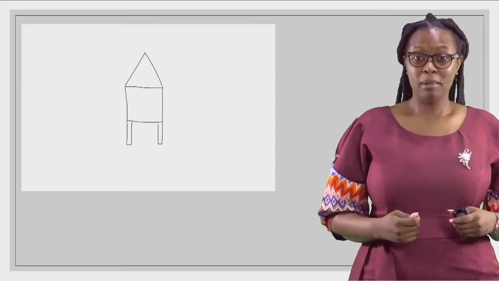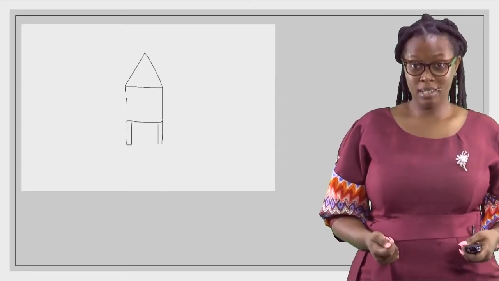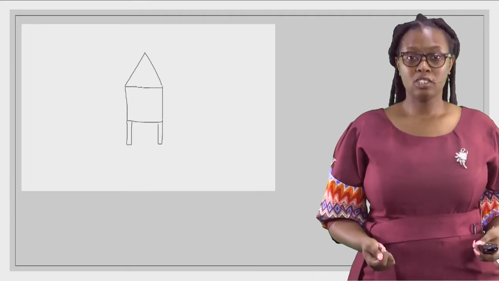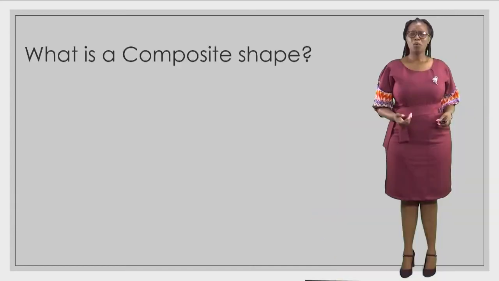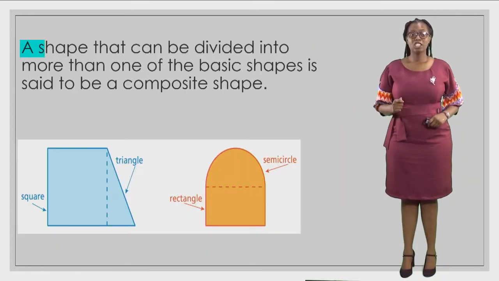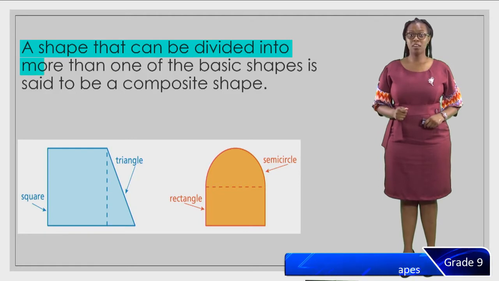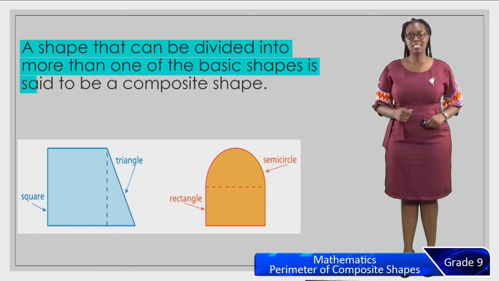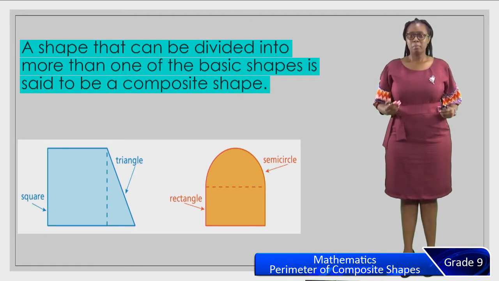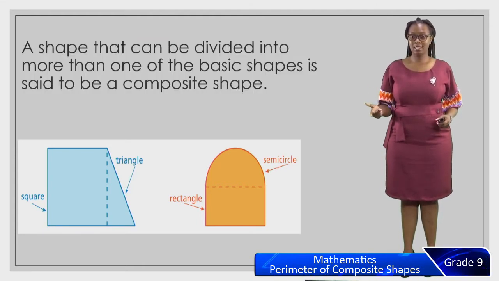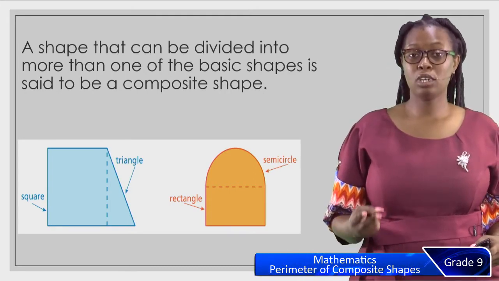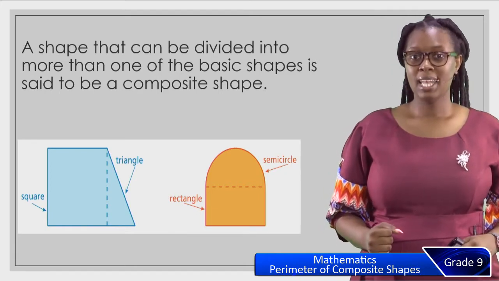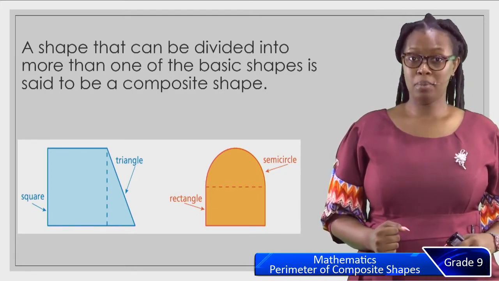Alright, so we're going to be exploring how we calculate the perimeter of composite shapes. But before we get to the calculations, we're going to define what a composite shape is. So what is a composite shape? A shape that can be divided into more than one of the basic shapes is said to be a composite shape. The basic shapes that we know are triangle, square, rectangle, and circle. So if we look at a shape and we can see that it has more than one of the basic shapes, then that shape is called a composite shape.